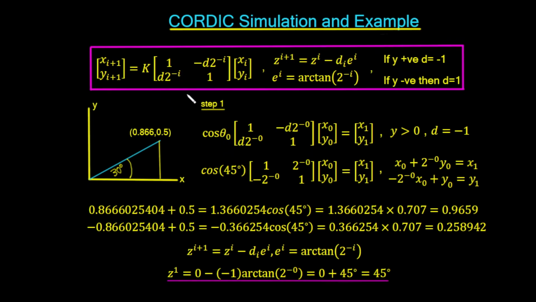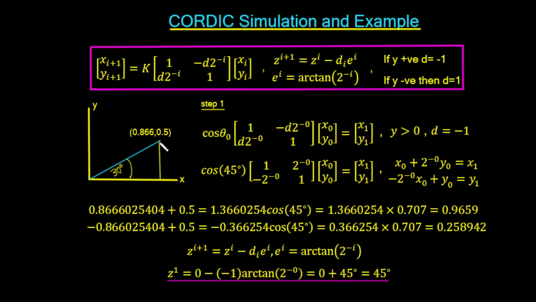The value 1 is the value 1 here, and we're going to have minus d times 2 to the power of minus i. Well, i originally starts off at 0, so it's 2 to the minus 0, and we're going to have d, 2 to the minus 0. And if we multiply that by our point x0, y0, which is this point here, we're going to get the new point x1, y1.